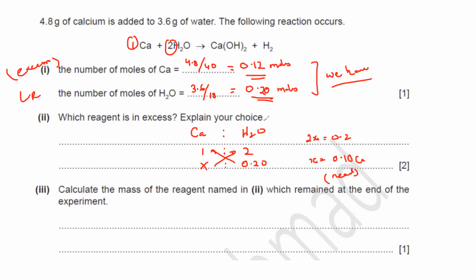How do we know which one we need? You can consider any one of them as X. It does not make a difference. I can consider, like, I have calcium and water.